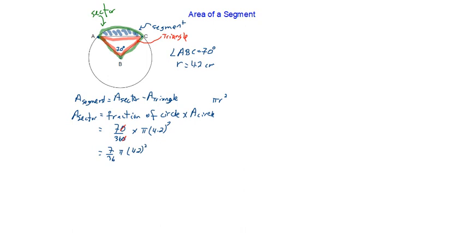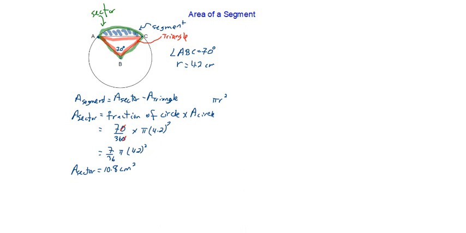And then we can plug that into a calculator. And when we do that, we get that the area of the sector is approximately 10.8 centimeters squared. So 7 divided by 36 times pi times 4.2 squared should give us approximately 10.8, and that is the area of the sector. That's the part here in green.